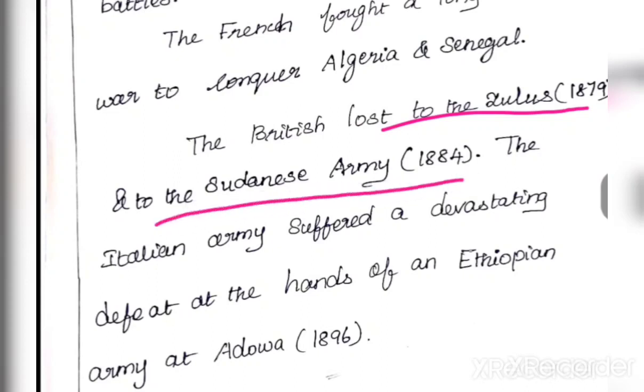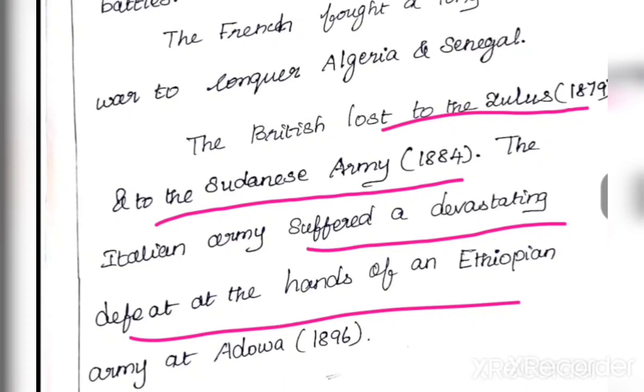This is the one word answer, children. The Italian army suffered a devastating defeat at the hands of an Ethiopian army at Adowa in the year 1896. Students, later we can see the next topic.